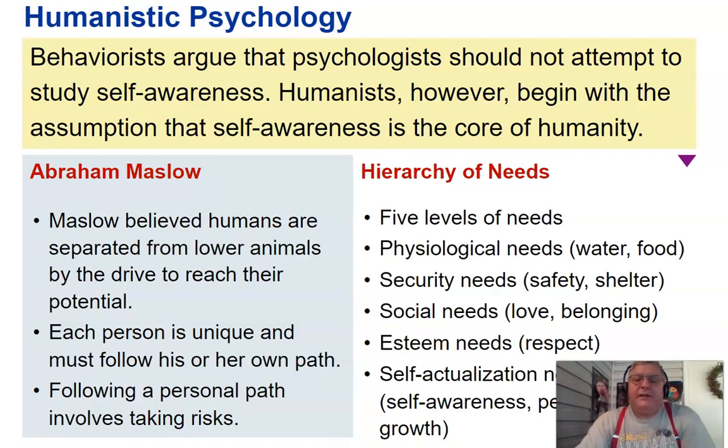In the hierarchy of needs, as we talked about before, there are 5 levels of needs: the physiological needs, your security needs, your social needs, your esteem needs, and your self-actualization needs.